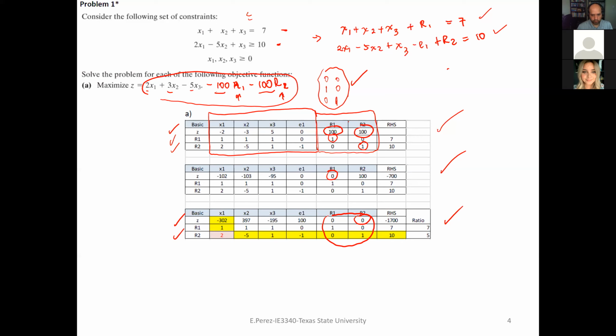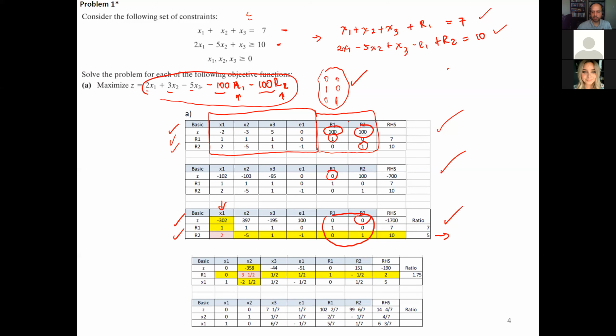So you're going to look for the largest negative coefficient to decide who's going to enter. So that will be this one. And then you perform the minimum ratio test to identify who's going to leave. So it's going to be R2. And then you proceed with performing the elementary row operations.